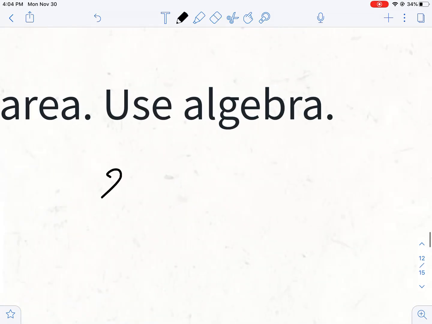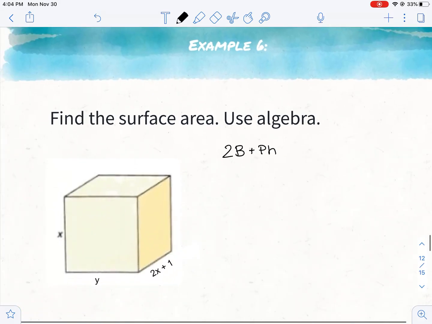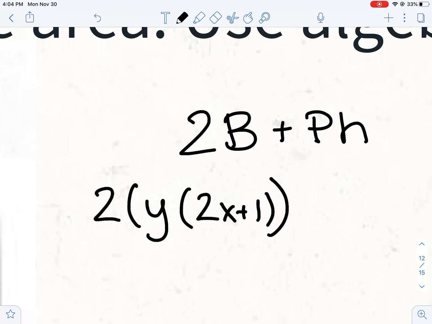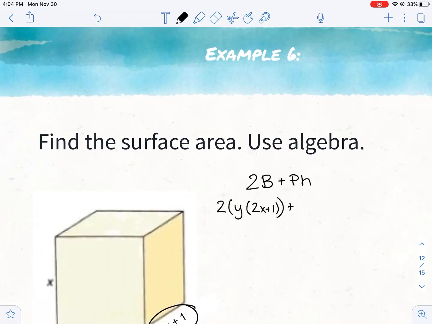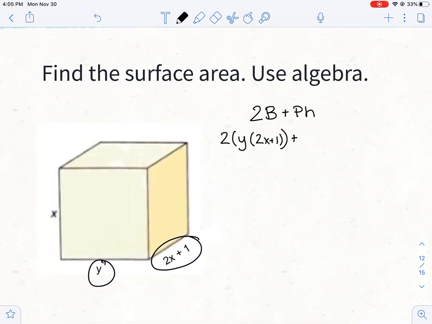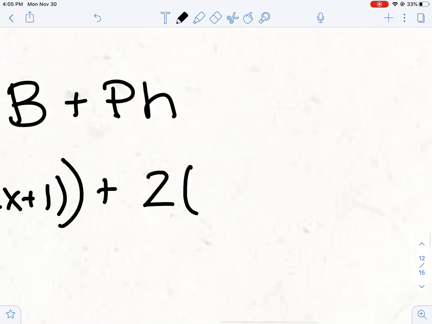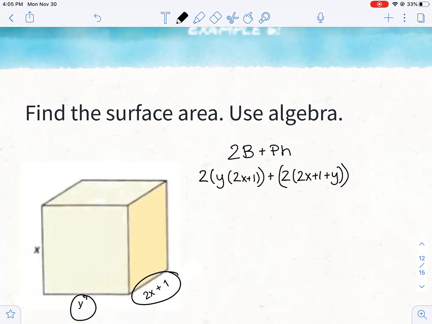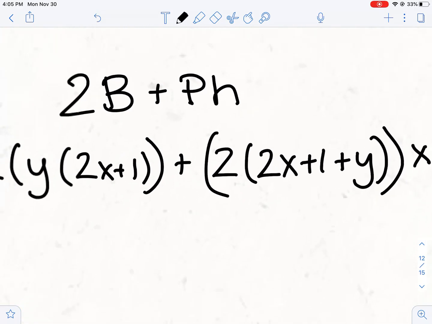Same thing on this one. I'm doing 2 times my base plus perimeter times height. My base will be y times 2x plus 1. My perimeter will be 2x plus 1 plus y, all times 2. And then I need to multiply that times my height, x.